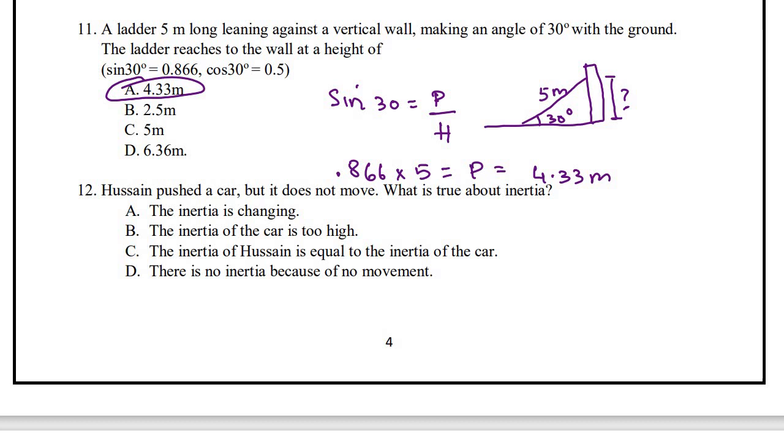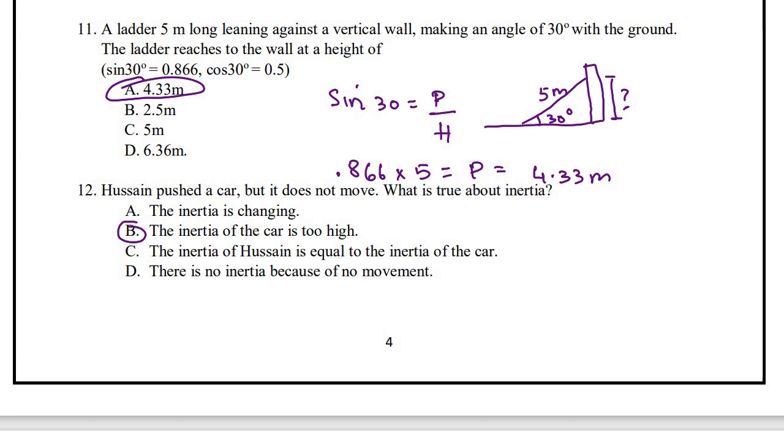Hussein pushed the car, but it does not move. What is true about the inertia? Inertia is changing. Inertia of the car is too high. The inertia of Hussein is equal to the car. There is no inertia because of no movement. So the correct answer is option B.